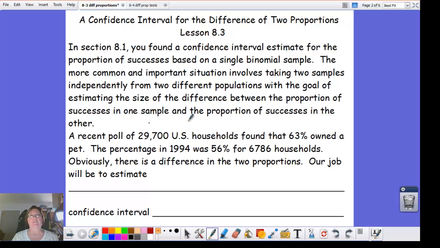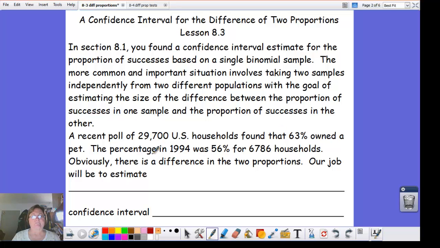I'd like to have you take a look at this situation. Recently, which for this context, that's probably around 2004, a poll of 29,700 households, that's a lot of households, found that 63% of them owned a pet. The percentage back in 1994 was reported as 56% for a much smaller number of households. There definitely is a difference between those two proportions, and it's a good thing, by the way. The sample size is not going to make a bit of difference in our prediction. Both of these are significantly large that will be safe comparing percentages.